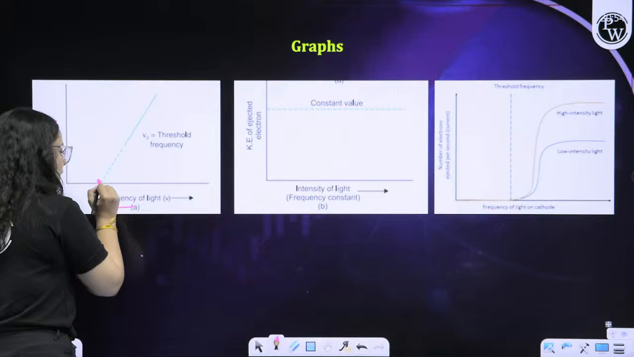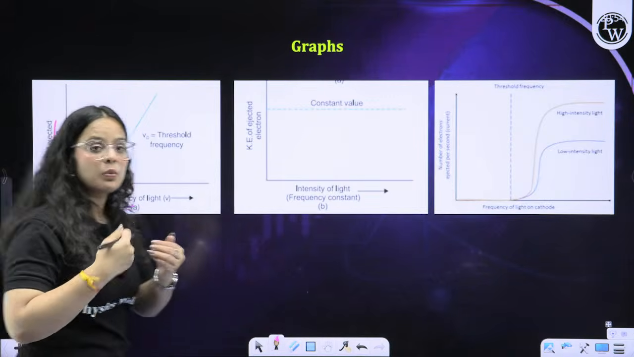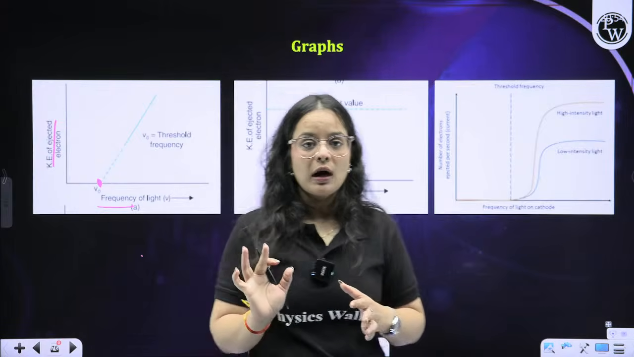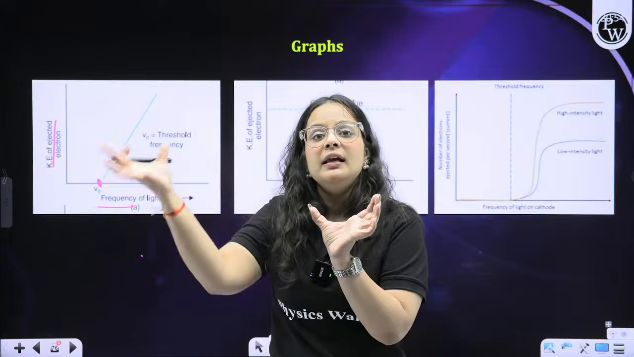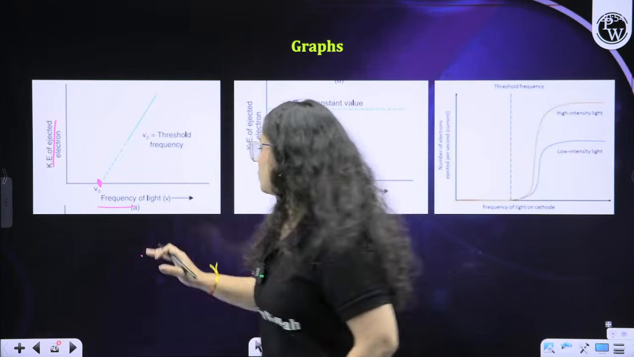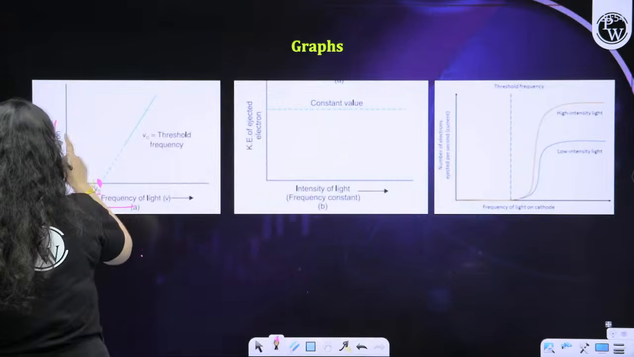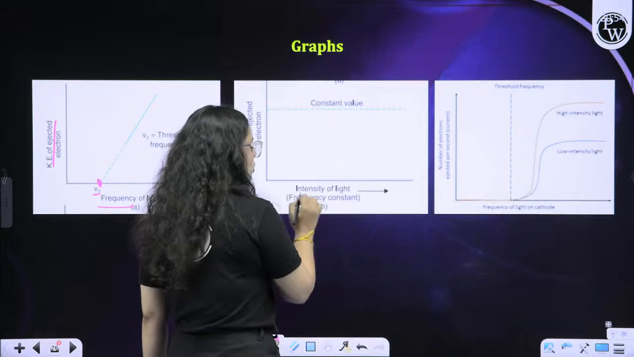This is the point from where the minimum frequency starts, because as I told you, it will not randomly start ejecting electrons. It will take a certain minimum amount for it to eject the electron out, and that certain minimum frequency is what? It is the threshold frequency. So we require this threshold frequency, then only the ejection of electrons will happen, otherwise it will not.